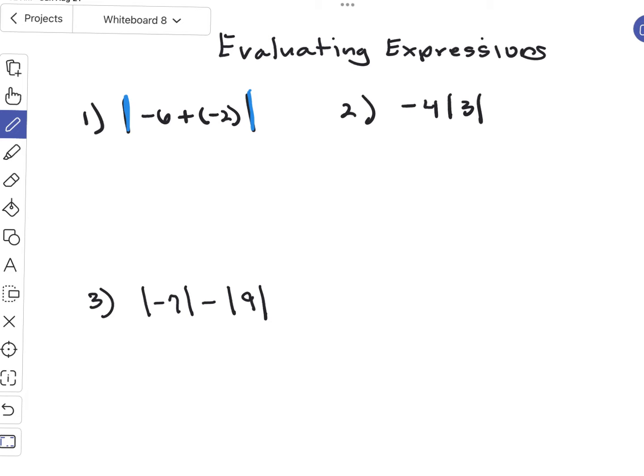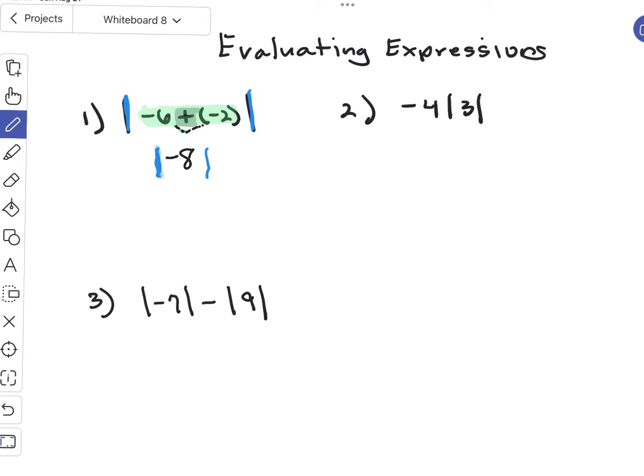But because there is an operation inside the absolute value, you must do that operation first before you can actually take the absolute value. So absolute value is not a parentheses, but you still have to do what's inside the absolute value first. So what is negative 6 plus a negative 2? Right? Don't you have 6 negatives and you're adding 2 more negatives? So don't you just have a bunch of negatives? So negative 6 plus negative 2 gives you a negative 8 inside the absolute value.